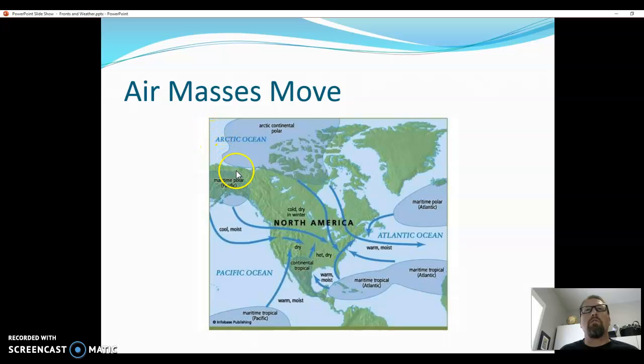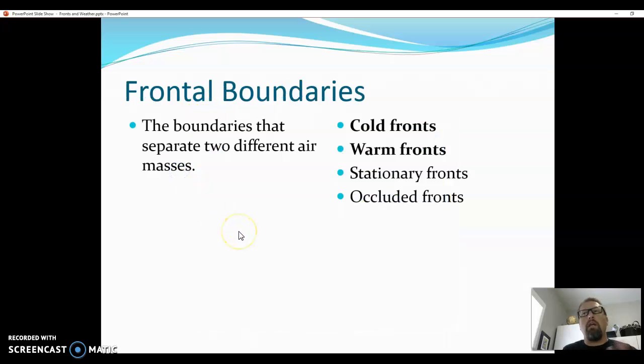And so these move across the United States, and again, we're focusing on the United States here, and they collide, right? And so these air masses meet at a boundary, which is really called a front. It's where two of these air masses collide. So the two main fronts that we're going to look at are cold fronts and warm fronts.